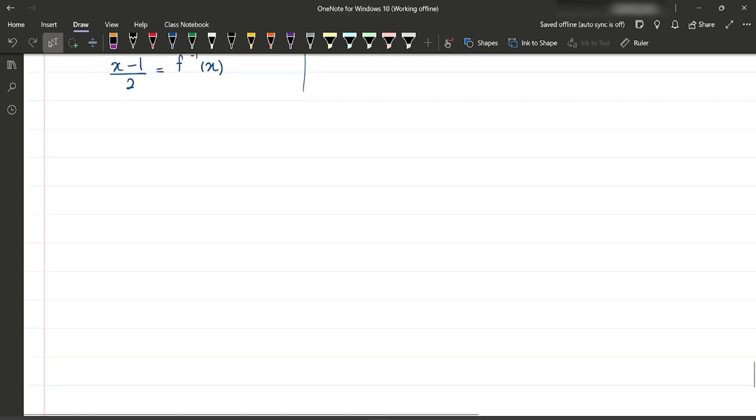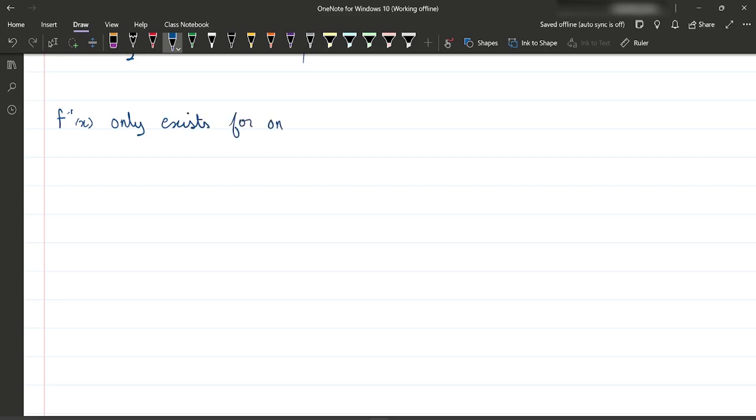Okay, so just some facts here. f inverse of x only exists for 1 to 1 functions.